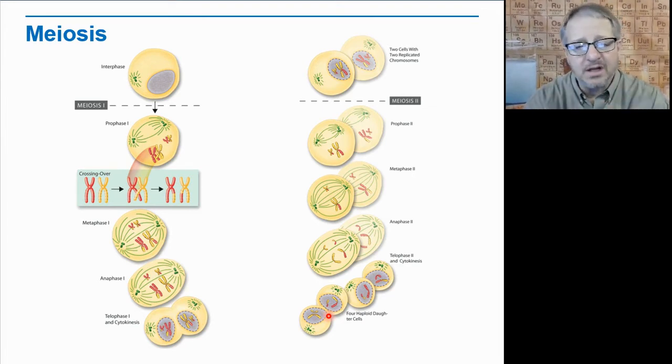So as you look a little more closely at each of these stages, I want you to think about how these stages are different to and similar to the stages of mitosis, kind of as I've just described.